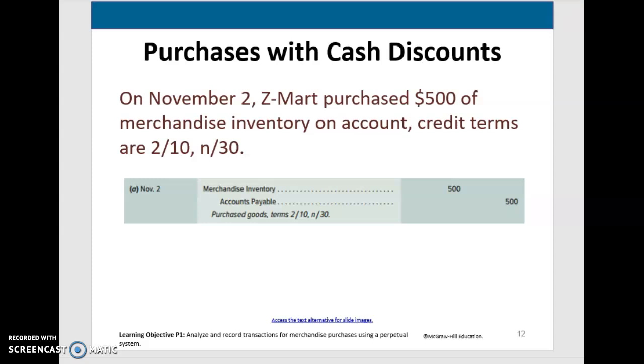The initial entry will be to debit merchandise inventory, that asset account for our purchases of inventory, and credit accounts payable because we haven't paid for it yet.